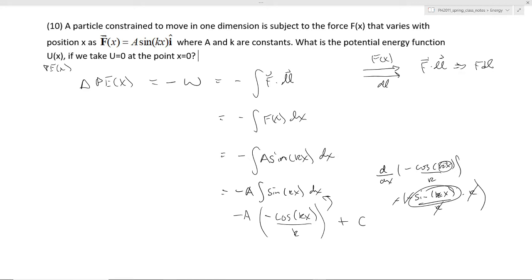It's got to all be consistent. So, in other words, the integral here would be a cosine of kx over k plus c. But we also have this boundary condition.